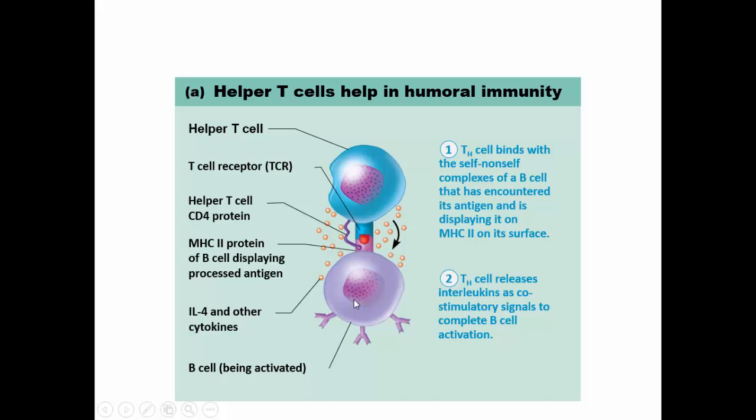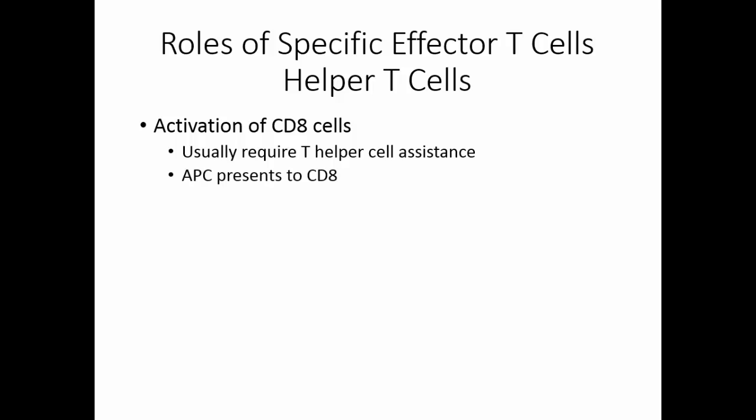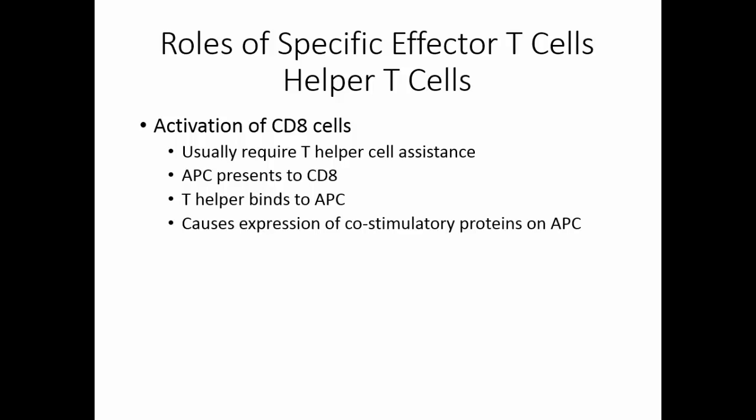This is the complete activation of the B cell. Helper T cells are also important in the activation of the CD8 cells. CD8 cells typically do require a T helper cell to be fully activated. The antigen-presenting cell will present the antigen to the CD8 cell. The T helper cell will also bind to the antigen-presenting cell. This causes the expression of the co-stimulatory proteins that are necessary for the CD8 cell to be fully activated.